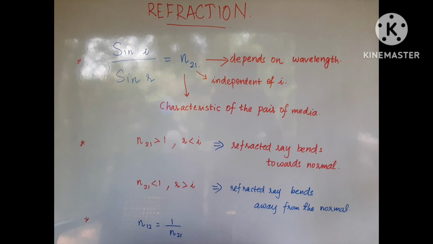Here we can say there is a bending towards the normal. In the second case, n21 is less than 1, and you can say r is greater than i, so the refracted ray bends away from the normal. And you can say that n12 is n1 by n2 and n21 is equal to n2 by n1. So these are reciprocals. n12 is the reciprocal of n21.